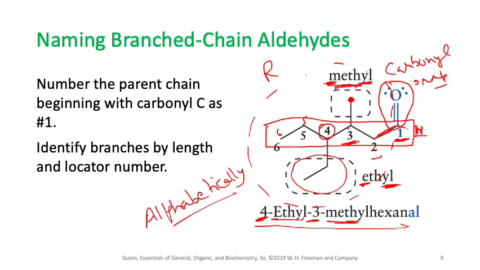Then how many carbons in the parent chain? 6 carbon. 6 is hexane, but you have an aldehyde group, that's why the ending will be al. So hexanal. So you can write 4-ethyl-3-methylhexanal, or you can say 4-ethyl-3-methyl-1-hexanal. It's up to you, but we usually don't write 1, because if we don't write 1, we know this is on the first carbon. So this is how you name it.